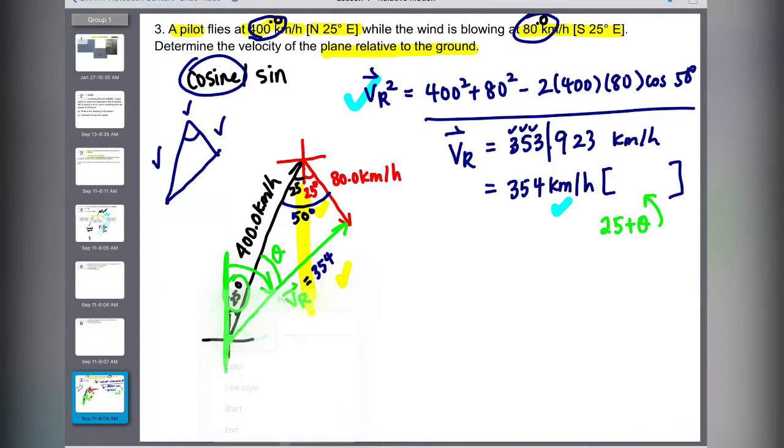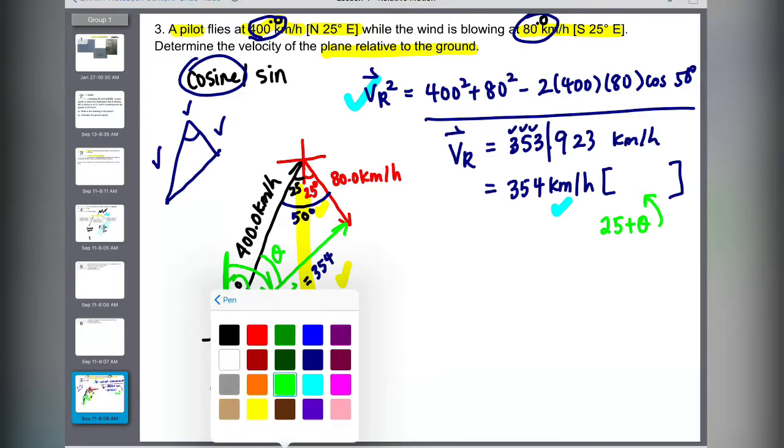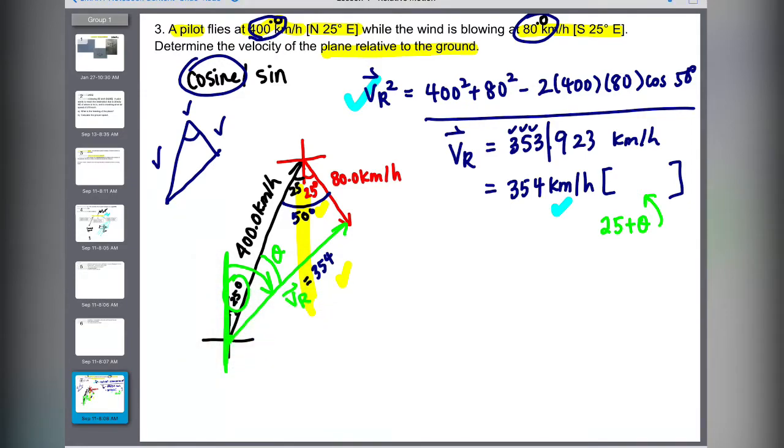The general direction, it's a northeast, right? So north, I'm swinging north, going towards the east direction. So I'm going to have north, something, something, east. So I'm going to have to figure out what is angle theta.